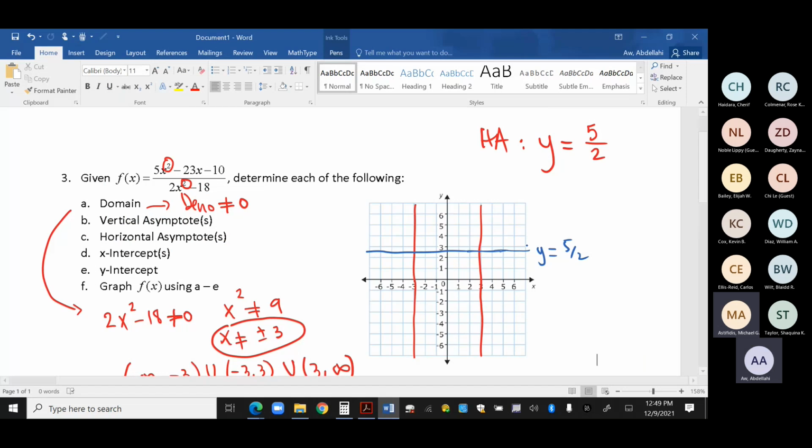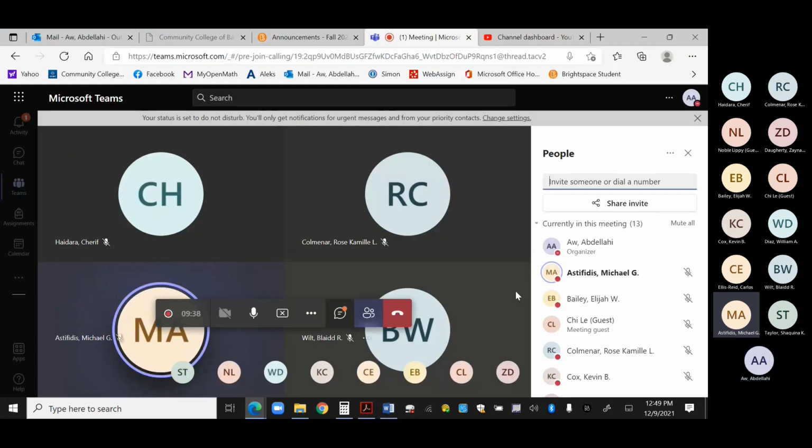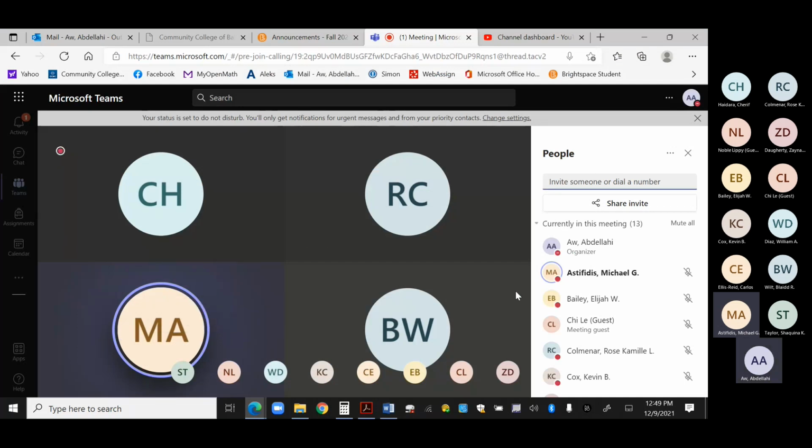The y-intercept. In the context of a function, what is the y-intercept, if it does exist? The y-intercept is always f of 0. Always, if it does exist. Sometimes it doesn't exist if 0 is not in the domain. But if 0 is in the domain, the y-intercept is always f of 0.